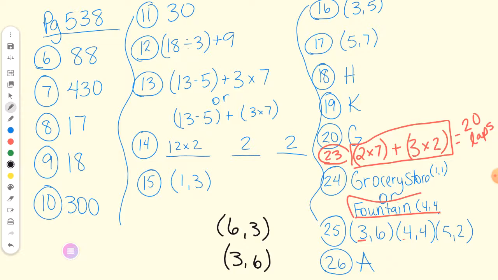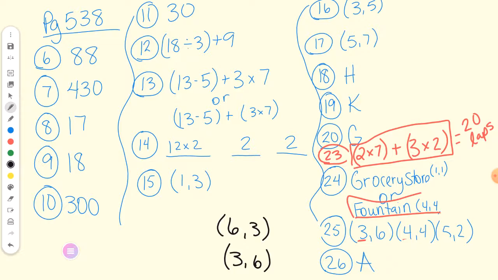So why are the grocery store and the fountain, if you look at the ordered pairs I wrote up there on 24, the grocery store is at 1-1, the fountain was at 4-4. Why, even if he told it to her wrong, would she end up at the right place, Nolan? Because if you flip the numbers, they would have been the same spot. Yeah. They're both the same.